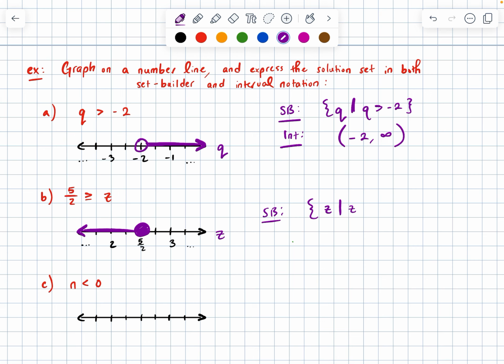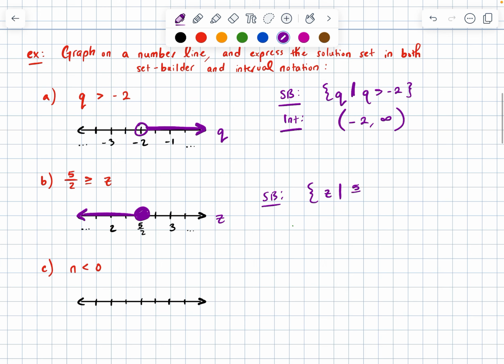My set builder notation, well, I'm interested in the set of all values of z such that z, in this case, you could say is less than or equal to. I'll just rewrite it as 5/2 is greater than or equal to z. And then for interval notation, looking at my graph, well, I'm starting to the left at -infinity. -infinity is never included. It always gets a parentheses. And I go and stop at 5/2. 5/2 is in the solution set, so it gets a square bracket.